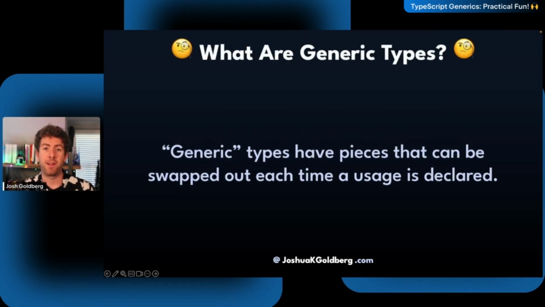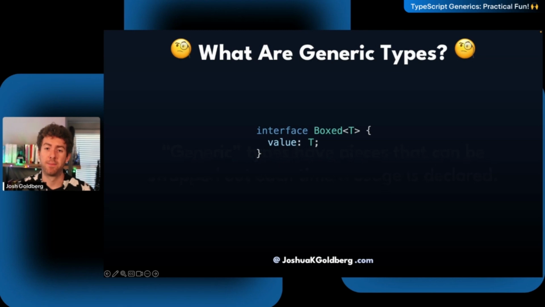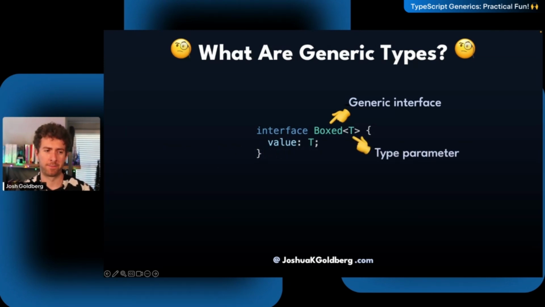To start, the real definition, or one of the definitions I like, is that generic types are those that have pieces that can be provided or swapped out every time you declare a new usage of it. I'll show you what I mean by that. Interface Boxed<T>. This is, being very precise about terminology, a generic interface. It is generic because it has a type parameter T declared on it.